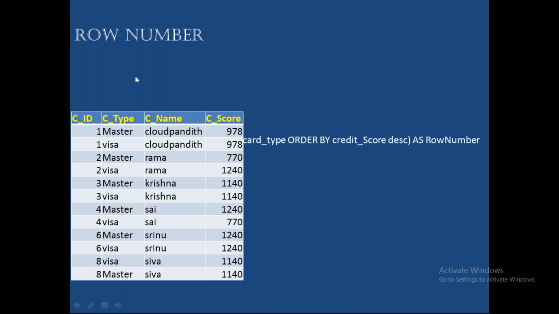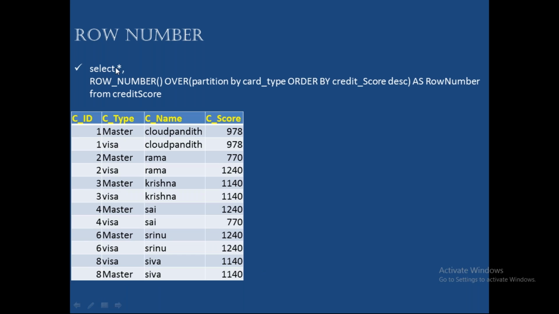Okay, now you see: select star, comma, row number over partition by card type. This time I'm grouping based on what, friends? Just card type. Can you tell me how many groups I will get in this case? 2, 16, 20 or 50? Tell me how many groups I'll get. 2, based on master and visa. Very good. Based on master and visa, we will have only 2 groups.